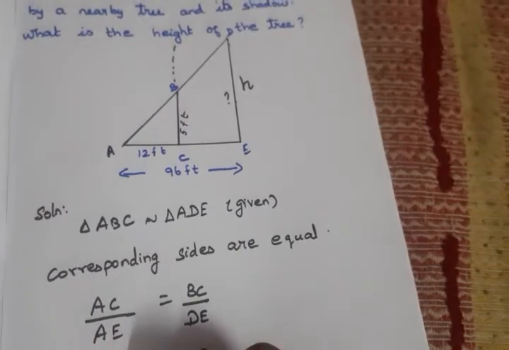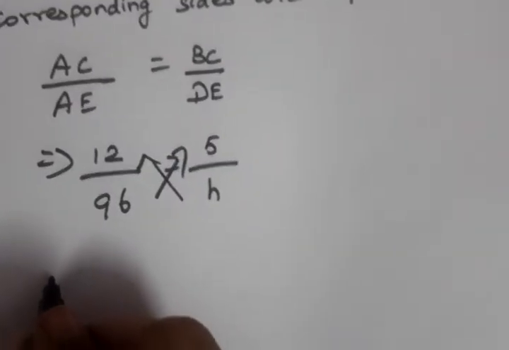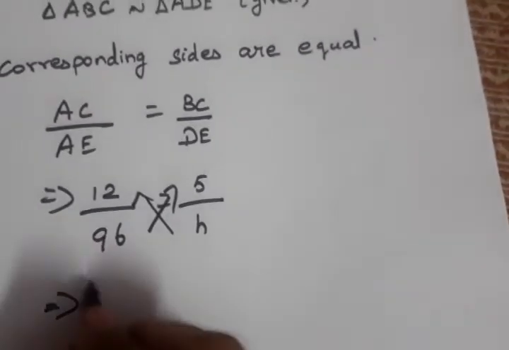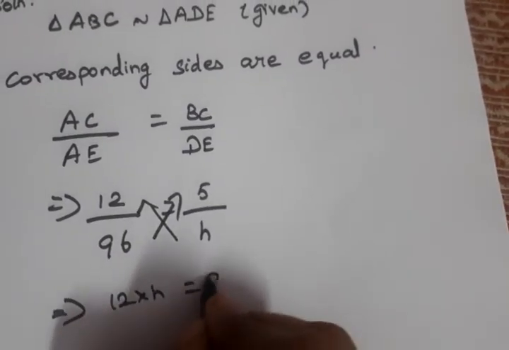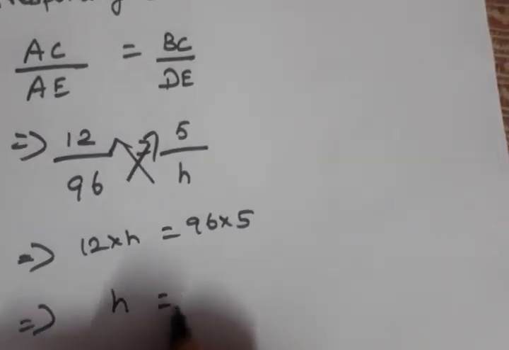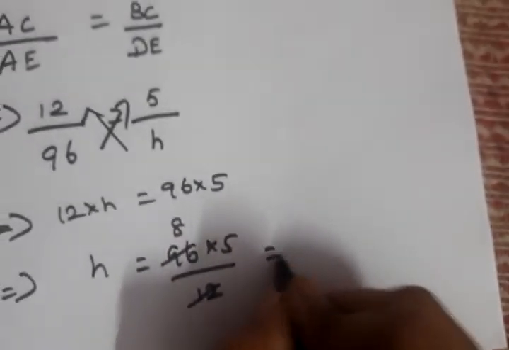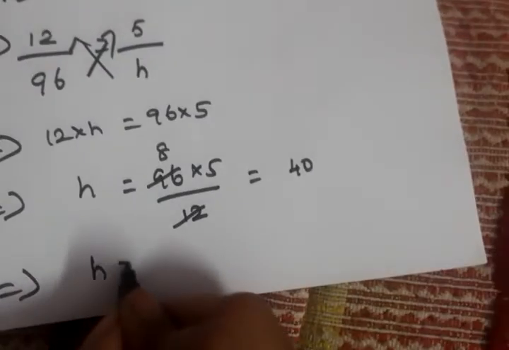Then next, cross multiply. 12 into height equals 96 into 5. That implies height is equal to 96 into 5 divided by 12. Then cross it: 12 8s are 96. So 8 5s are 40. So height value is 40 feet.